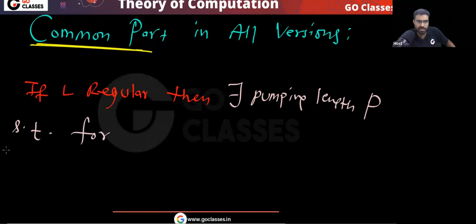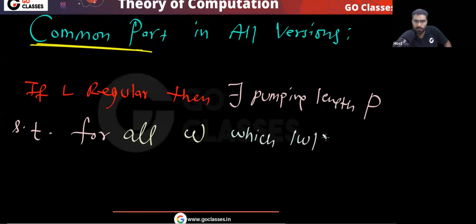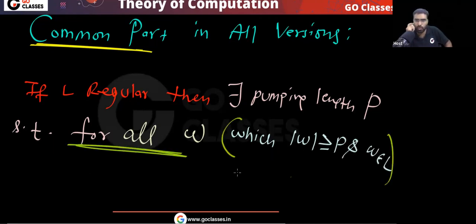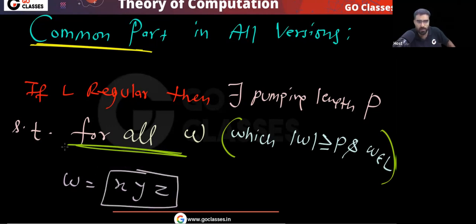for all candidate strings, for all w which belong to the language and have length greater than or equal to P, every such w can be broken into 3 parts. Yes or no? Now the difference will come.